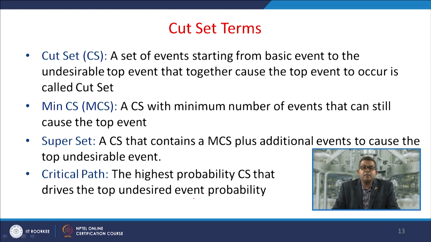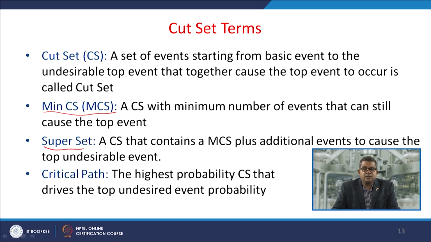There are certain cut sets or cut set limits. A cut set is a set of events, starting from basic events to the undesirable top event, that together cause the top event to occur. One is the minimum cut set, sometimes referred to as MCS. Now, this is a cut set with a minimum number of events that can still cause the top event. There is a superset. This is a cut set that contains a minimum cut set plus additional events to cause the top undesirable event.